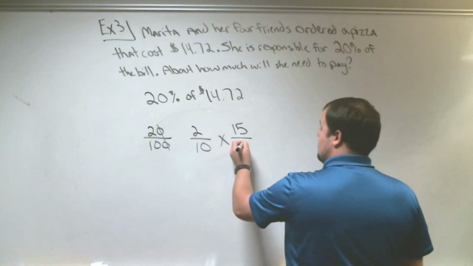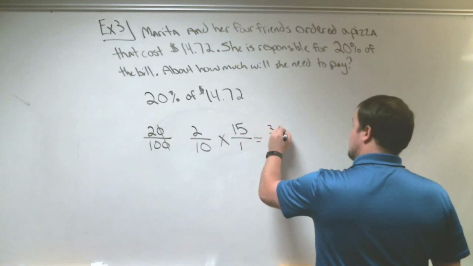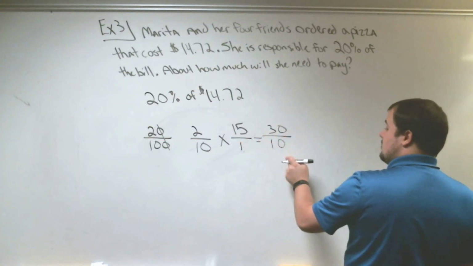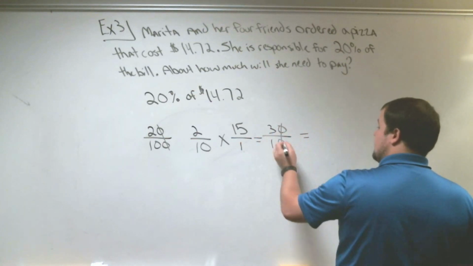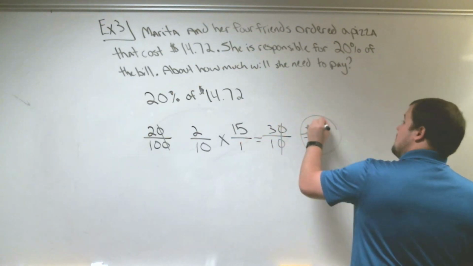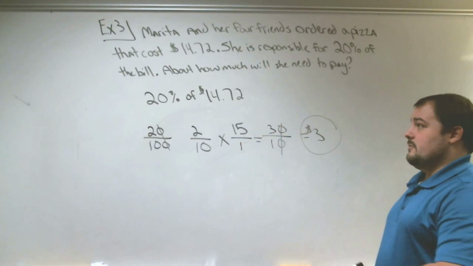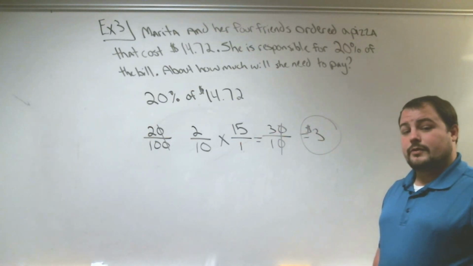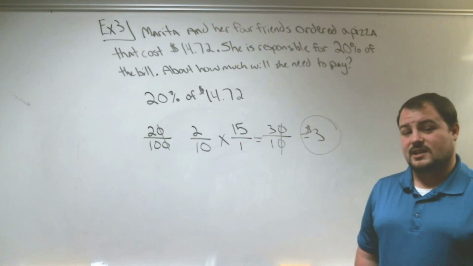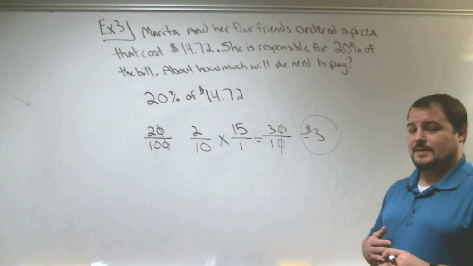So we're going to put 15 over 1, and we're going to multiply straight across. 2 times 15, that's 30. 10 times 1, that's 10. And since we have 0 on top and bottom, go ahead and cancel that out. 3 divided by 1 is 3. So Marita is responsible for about $3 of the price of the pizza between her and her friends. And 3 times 5 would be 15. They'd be able to cover the price of the pizza with $15. So about $3 is what she should chip in for the price of the pizza.